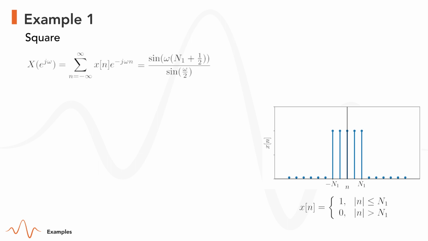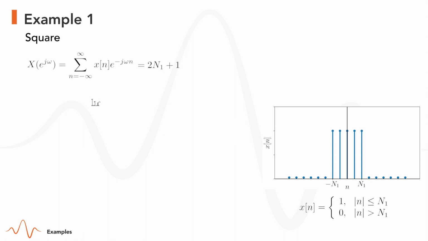In one of the steps of the derivation, we had to consider omega not to be 0, so we still have to consider the case omega equals 0. This is rather simple. When omega equals 0, then e to the power of minus j omega n is 1, and we are left with the summation of x[n] in the interval from minus capital N1 until capital N1. Since x of n equals 1, we simply get 2 times capital N1 plus 1.